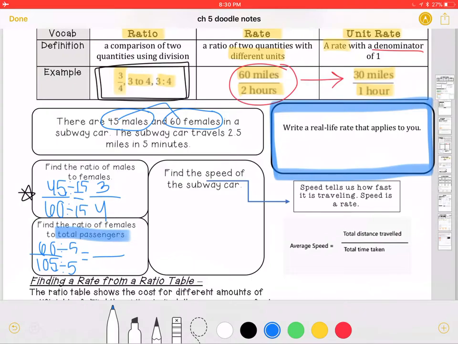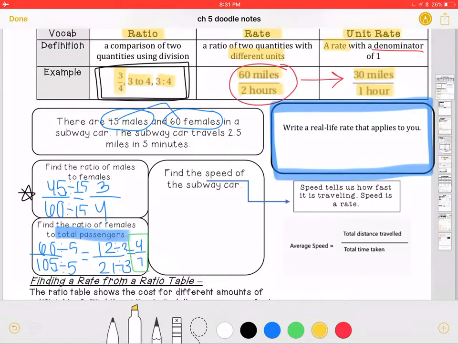60 divided by 5, what would that give us? Hopefully you're thinking 12. And then 105 divided by 5 gives us 21. Now you should be asking yourself, can I simplify that anymore? You should be thinking yes. I can divide both by 3. So now 12 divided by 3 gives me 4. 21 divided by 3 gives me 7. So my ratio of females to total passengers is 4 to 7.